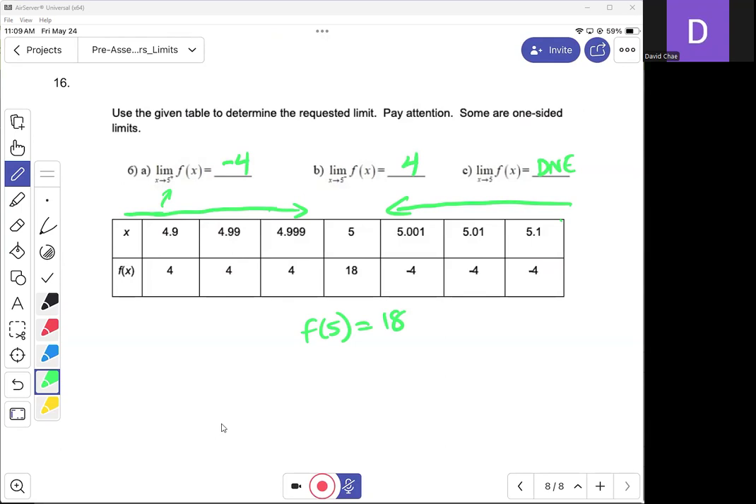I think all of you guys are ready for calculus. All right, here we go. Because this is -4, this is 4, so they're two different numbers on each side, coming from each side. So it's D and E. If they're the same number, it's that number. We good?